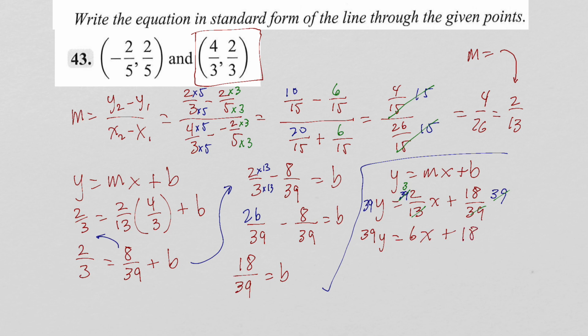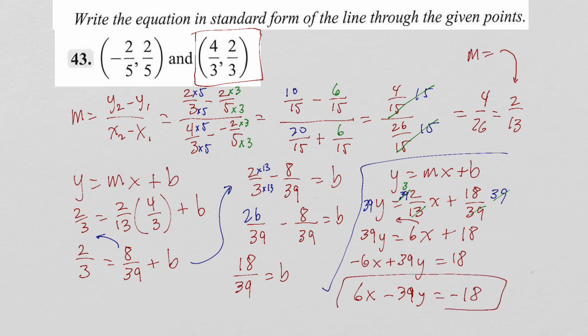It's not standard form yet. We've got to move our 6x over to the left, and I'll get negative 6x plus 39y is equal to 18. But that's not standard form yet because our x component can't be negative. So I've got to flip this, and all of those flip as well. So I have 6x minus 39y is equal to negative 18. And that's a really difficult problem.